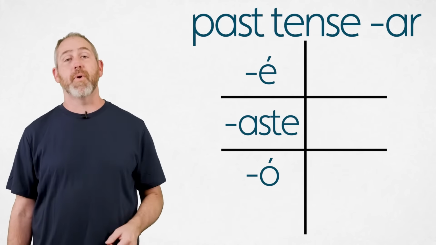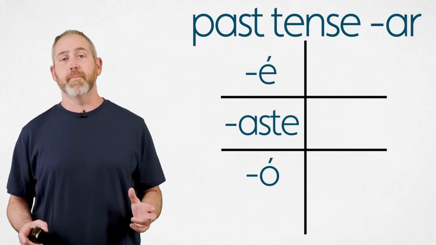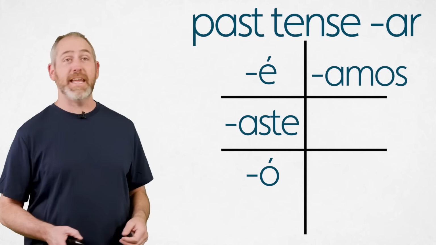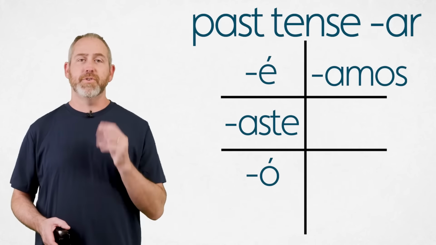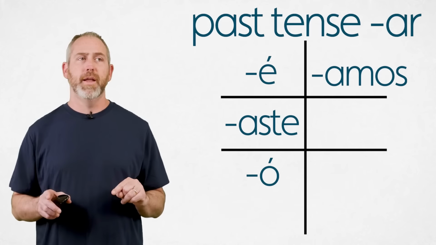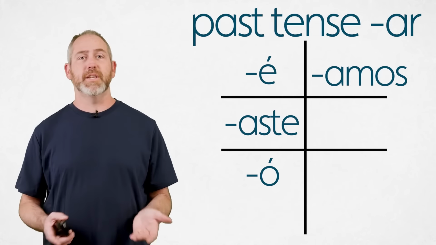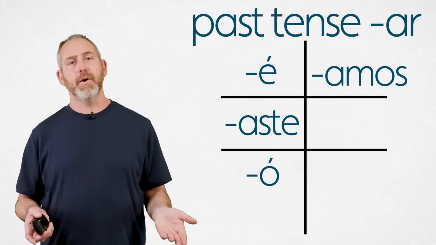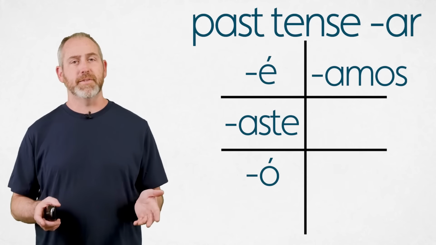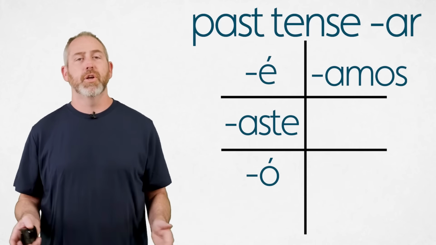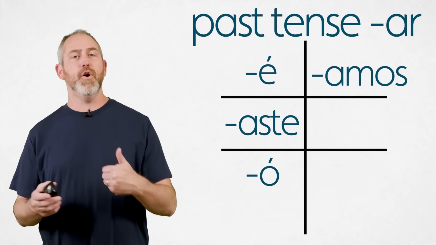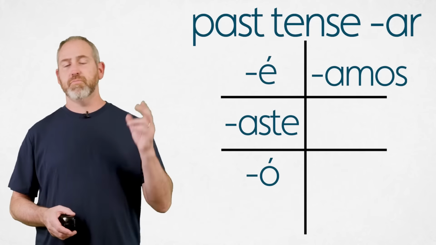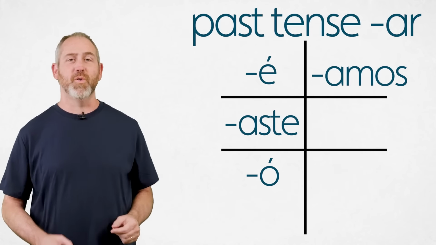Now let's go up to the top right. Here's the fun thing about the nosotros form. They're the same in the present and in the past. So we're going to use amos again, amos. Now, I know what you're thinking. Well, how do you know which one it is when I'm speaking Spanish and I say nosotros hablamos? How would I know if it's past or present? Well, it's like we've said before, context. So you're speaking Spanish, you're talking about something, they're going to know by the context of the conversation which one you mean, okay? So nothing to worry about there. Context tells us a whole lot in language.